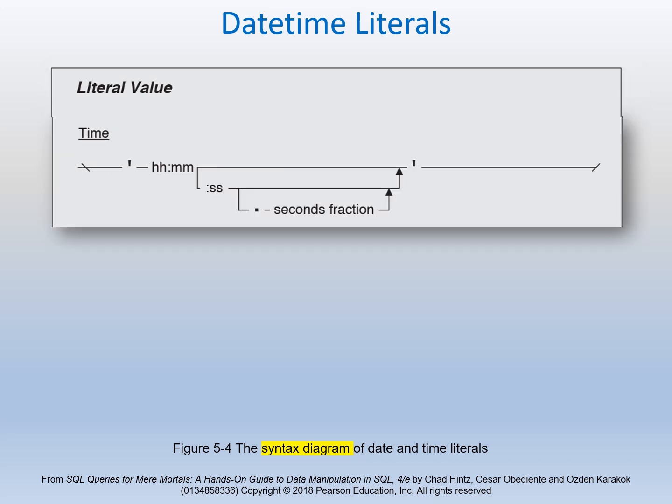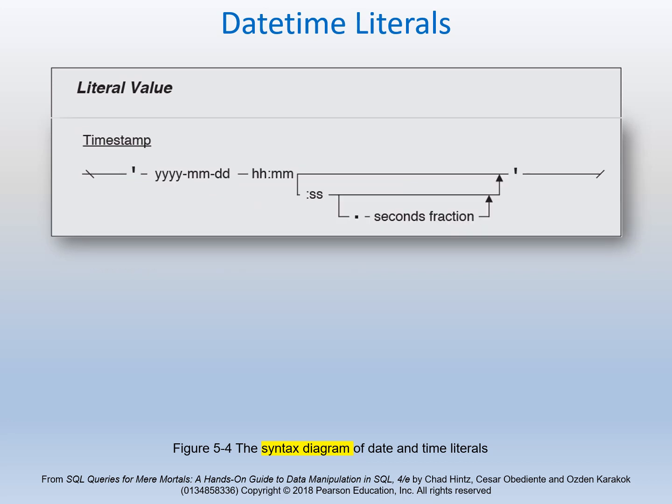This is the syntax diagram for time. The format is based on the 24-hour clock. Here we have an example. Notice the time is enclosed in single quotes. We have 03 for the hour, colon, 30 for the minutes, colon, 25 for the seconds. Notice that the literal is enclosed in single quotes.